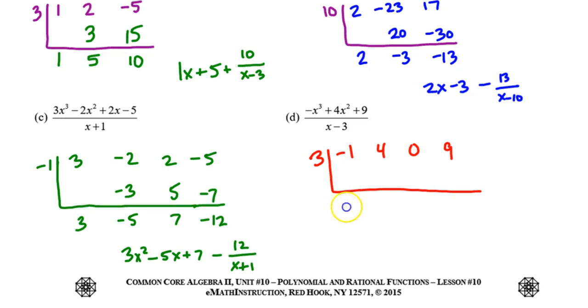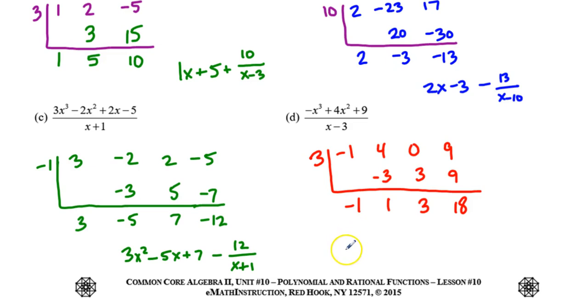Okay, so it's bring down, multiply. Should be a minus there. Add, multiply. Add, multiply. 3 times 3, 9. Add. Now I just need to express the answer. Play the recording when you've got it.